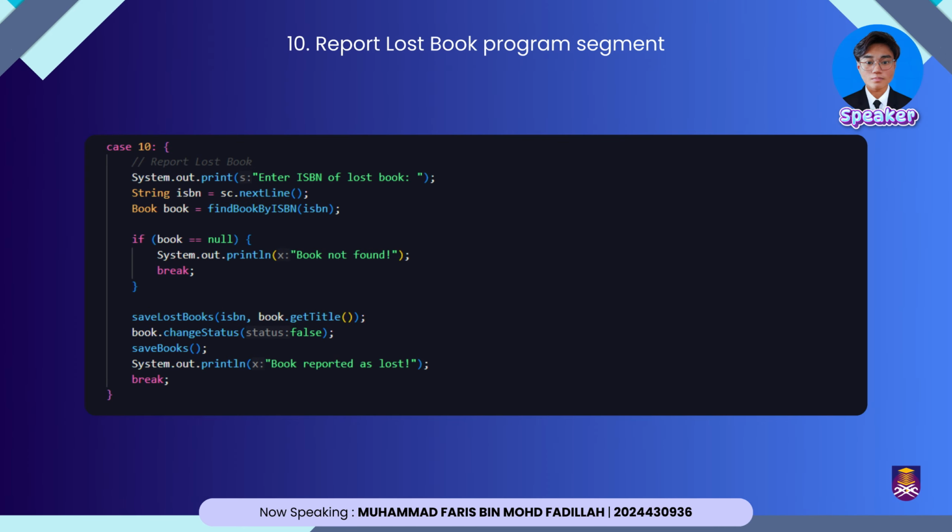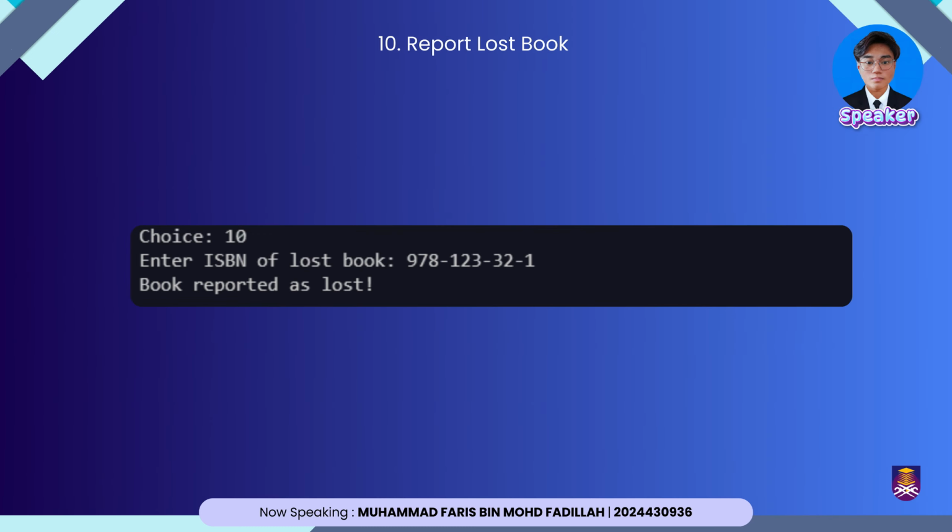These parts handle when a user reports a lost book. The system first asks for the ISBN, then searches the book list. If the book is not found, it notifies the user and exits. If found, it saves the lost book details, updates the book status to unavailable, and saves the updated book list. Finally, it confirms the book has been reported as lost. As you can see, this is a simple interface for this case.